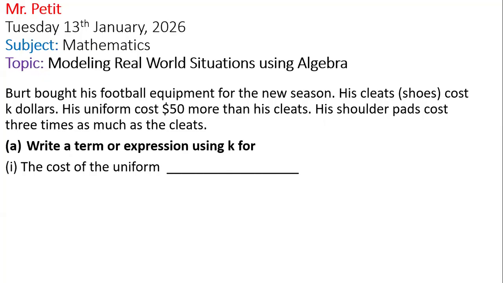Can you read this question for me, please? Bert bought his football equipment for the new season. His cleats, shoes cost $K. His uniform cost $50 more than his cleats. His shoulder pads cost 3 times as much as the cleats. A. Write a term or expression using K for the cost of the uniform.